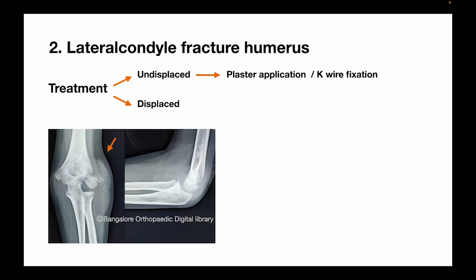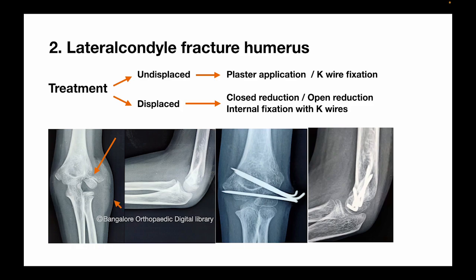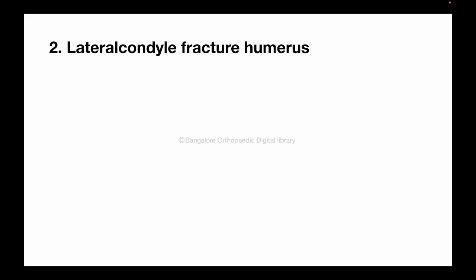Displaced fractures are treated by closed or open reduction and internal fixation with K-wires as shown here. Note the significant rotation and displacement of the fracture fragment and the soft tissue swelling on the lateral side of the elbow. Complications associated with lateral condyle fracture are a favorite question for examiners.